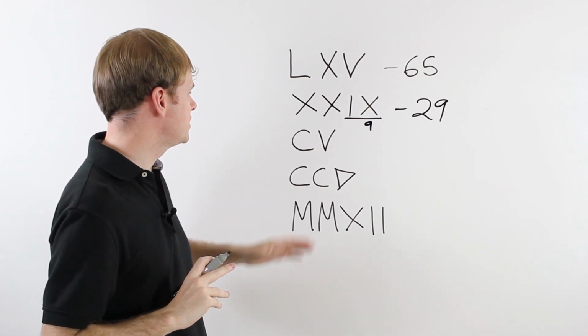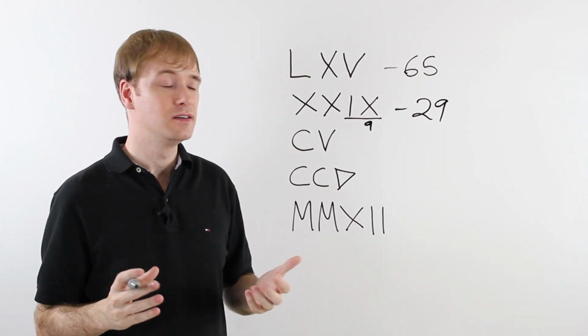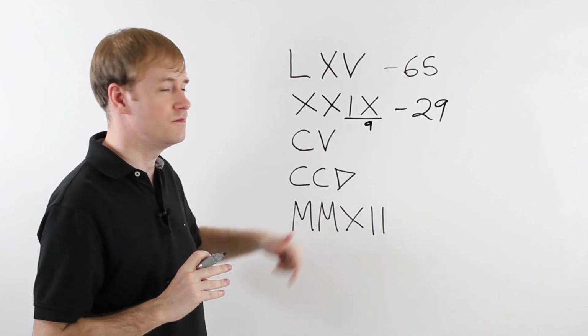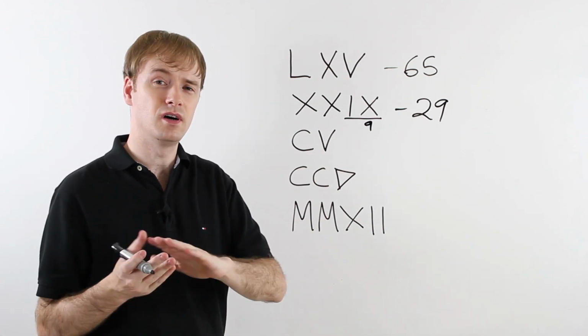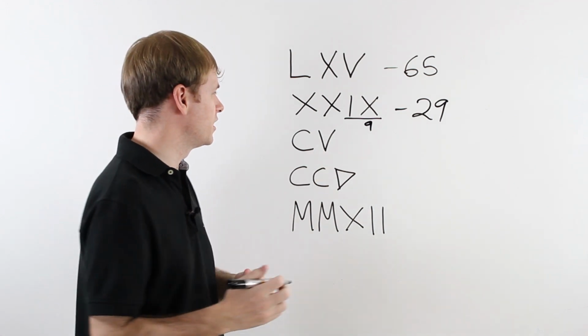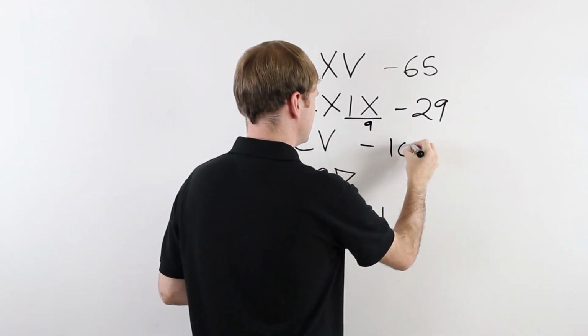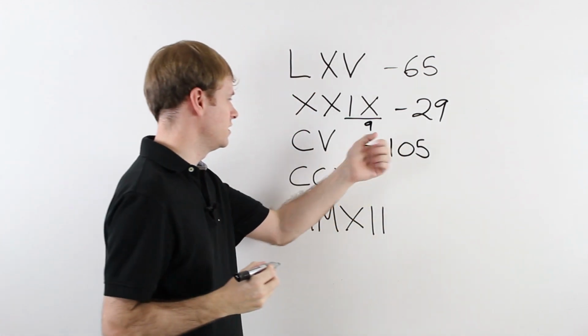CV. Well, C, what's C? That's 100. And what's V? That's 5. So 100 plus 5. CV, 105.